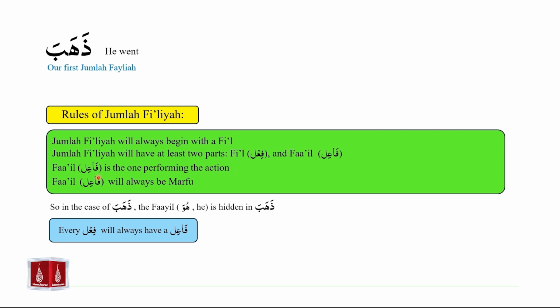And the rule is that the fa'il will always be marfu. So in the case of zahaba, the fa'il is the personal pronoun huwa. We know that huwa comes from the chart of marfu personal pronouns. Huwa means he, and in the case of zahaba, huwa or the fa'il is hidden in zahaba. Finally, every fi'il will always have a fa'il.